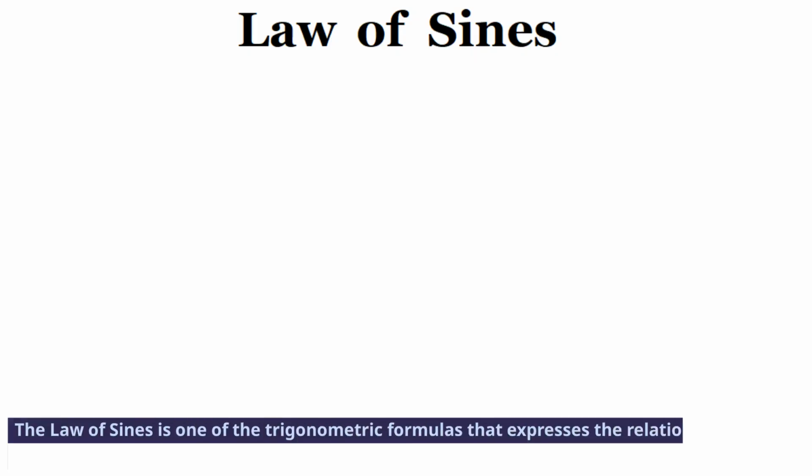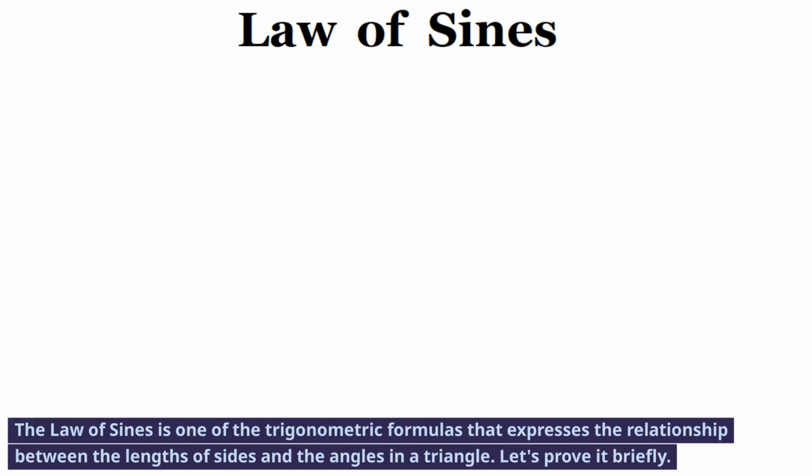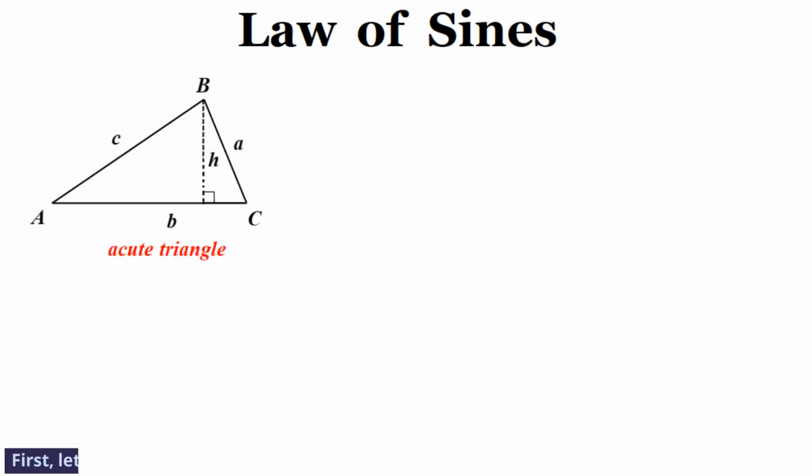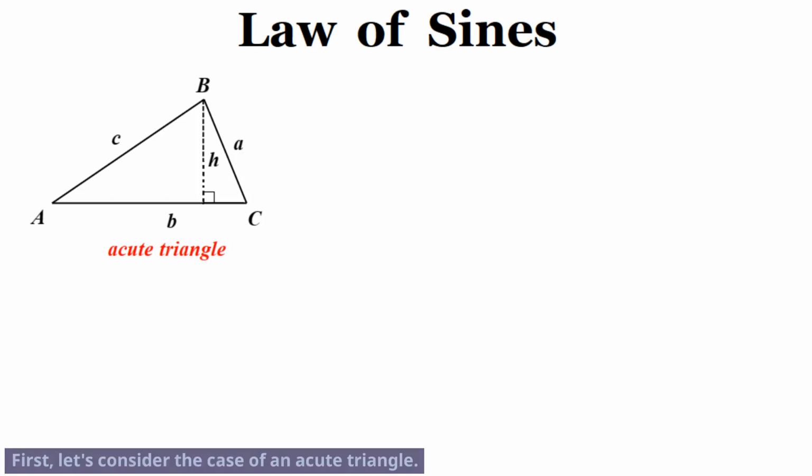The law of sines is one of the trigonometric formulas that expresses the relationship between the lengths of sides and the angles in a triangle. Let's prove it briefly. First, let's consider the case of an acute triangle.